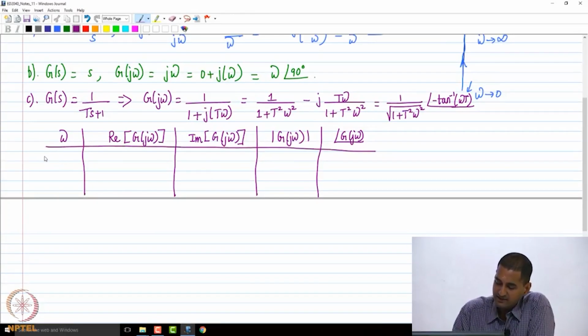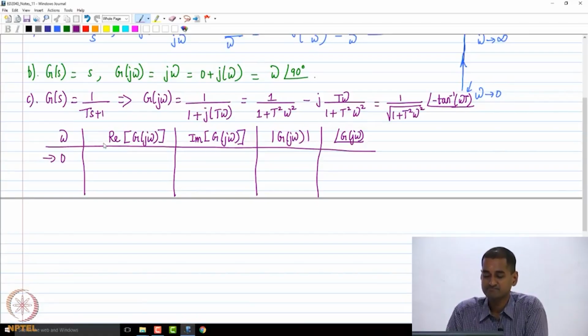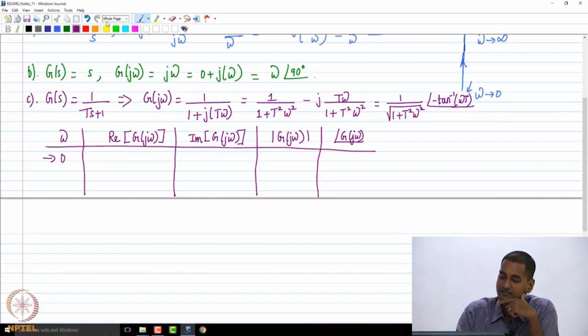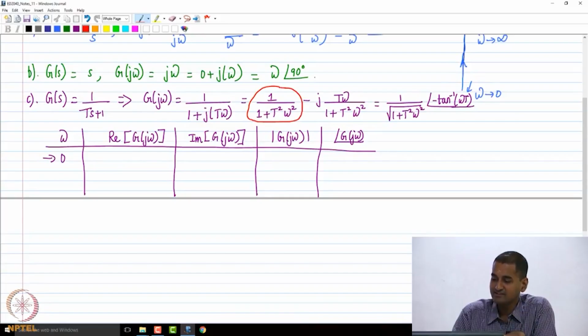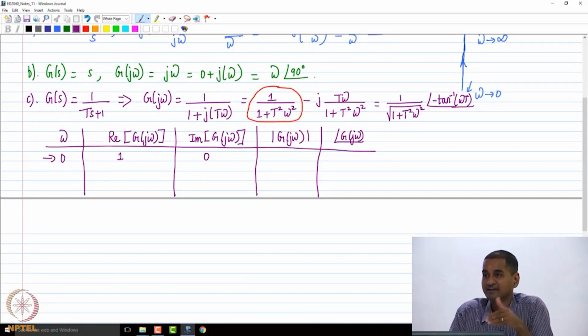As omega tends to 0, what do you think will happen to the real part and the imaginary part? Look at the real part. What is the real part? 1 divided by 1 plus T squared omega squared, right. As omega tends to 0, what is going to happen to this? It is going to go to 1, right. What can you say about the imaginary part? 0, right. Please note that the imaginary part is always going to be negative, and the real part is going to be positive.